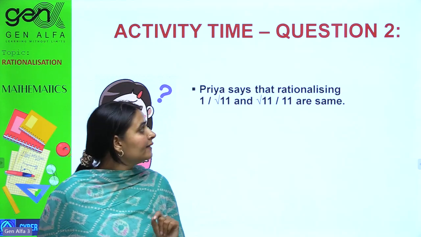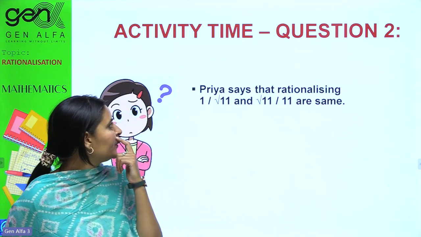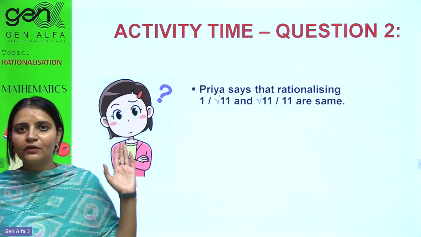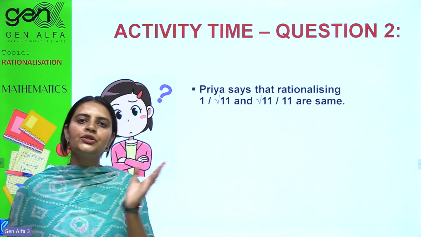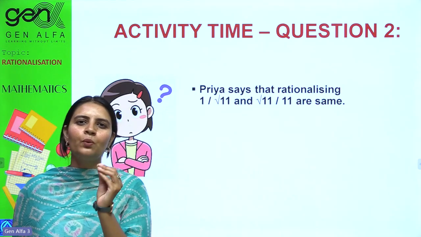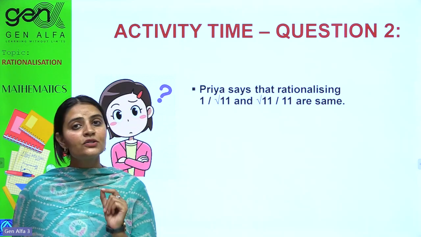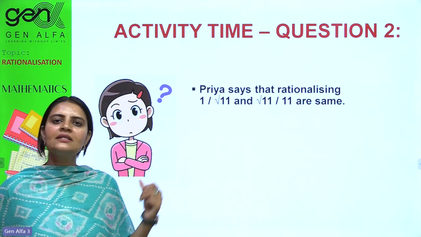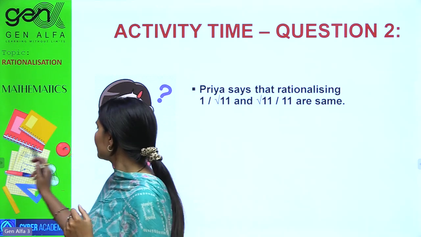Priya says that rationalizing 1 by under root 11 and under root 11 by 11 are the same. Just read this question carefully and answer me. I want you to answer it. Just solve it. I'm giving you 1 minute for it. Priya is claiming both numbers are the same. How are these numbers the same?